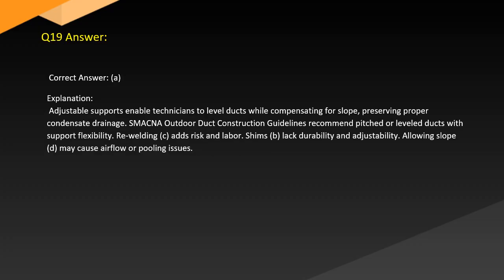Answer. Correct answer: A. Explanation: Adjustable supports enable technicians to level ducts while compensating for slope, preserving proper condensate drainage. SMACNA outdoor duct construction guidelines recommend pitched or level ducts with support flexibility. Rewelding, C, adds risk and labor. Shims, B, lack durability and adjustability, allowing slope. D may cause airflow or pooling issues.